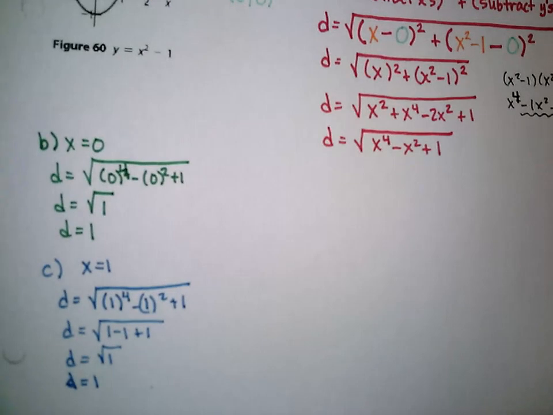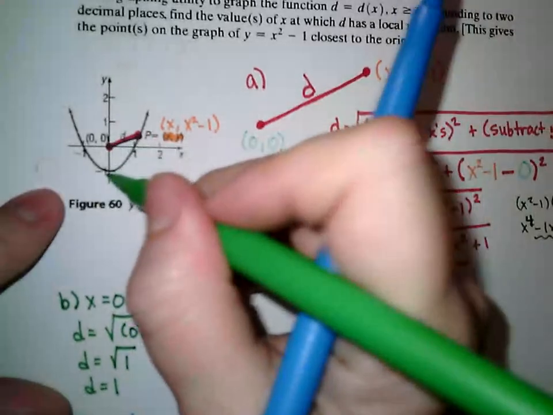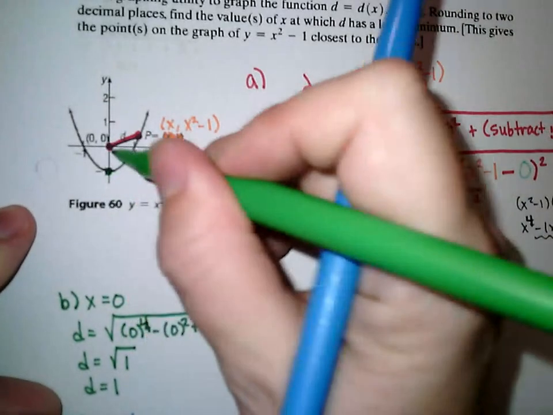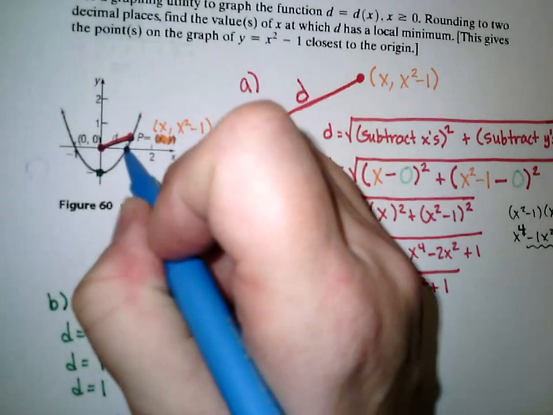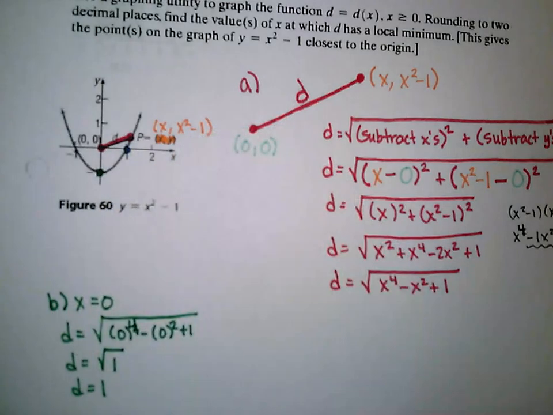Interesting. So this ordered pair where x equals 0, that's this point right here, and we can see on there that the distance is 1. When x equals 1, that's this point right here, and that distance is also 1. Cool beans.